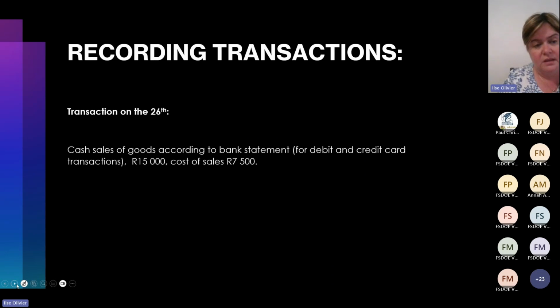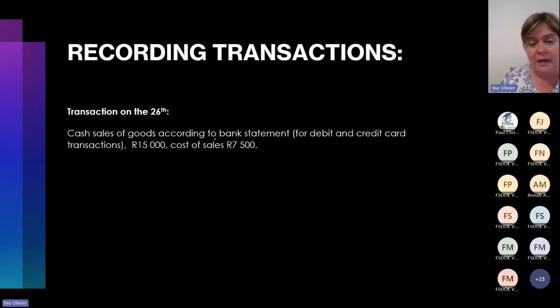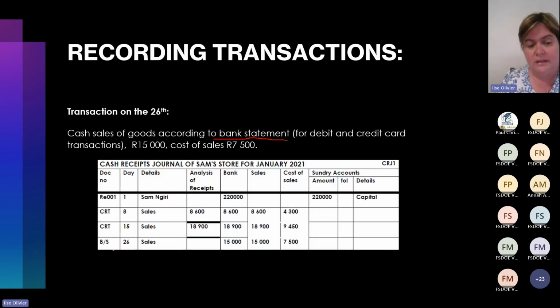Then on the 26th, they said cash sales according to the bank statement. So now they didn't receive the money at the business. It was only on the bank statement. So how does this transaction change? Look very carefully. It isn't a CRT anymore because we saw it on the bank statement. It was on the 26th. It was sales. Bank statement implies that the money was deposited directly into the bank account, so nothing in analysis of receipts. Then we deposited in the bank account because we saw it on the bank statement: 15,000 Rand for sales and 7,500 Rand for cost of sales.